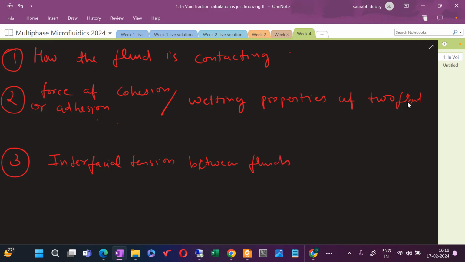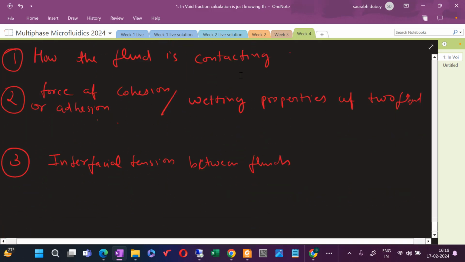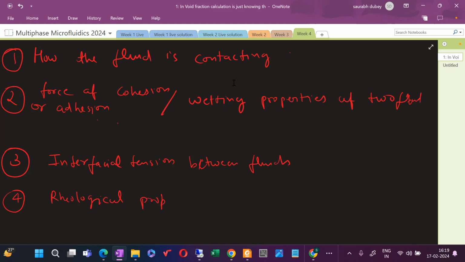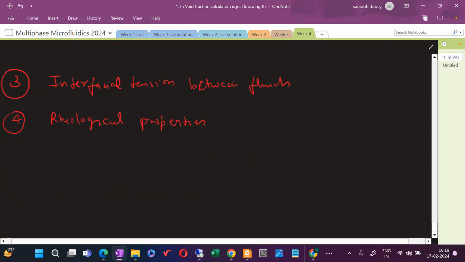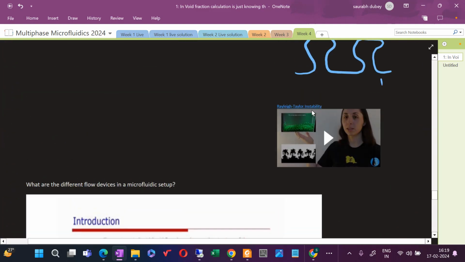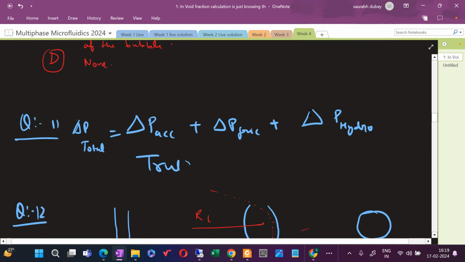These are the major factors which decide it. Apart from this, the density and rheological properties, like density ratio, viscosity ratio, and then different elasticity or moduli if it is there, they also play a role in deciding the flow structure for the phase in the microfluidic cell.